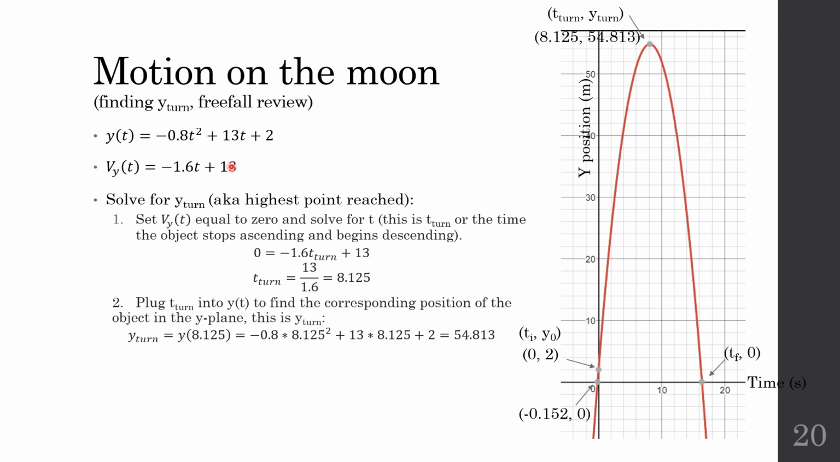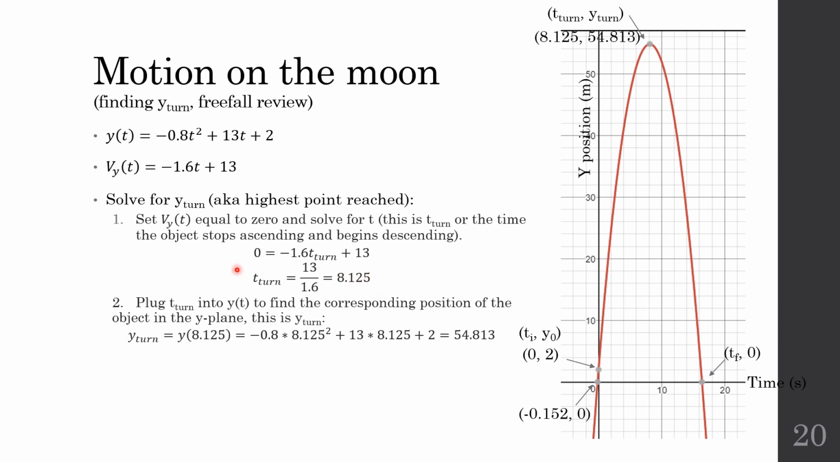This is our Vy of t equation up here, and we've set it equal to 0. Now we take our negative 1.6 t and move it to the other side of the equal sign, so it becomes a positive 1.6 t, and it's equal to 13. In order to get t turn by itself, we divide both sides by 1.6, so 13 divided by 1.6 gives us t turn, and that is 8.125. So that means it takes 8.125 seconds to reach its highest point.